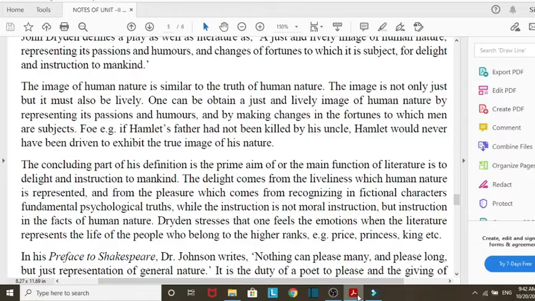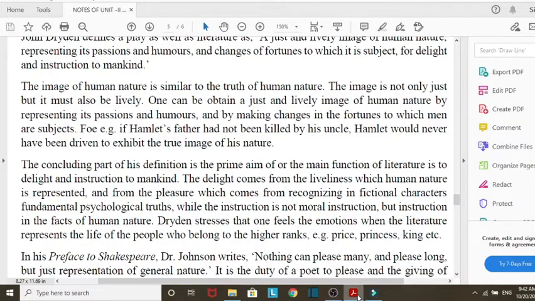But if John is not a milkman but a king, and Leela is not a housemaid but a princess, and they fall in love, and the kinsmen, the father and her brother, oppose their marriage, and they die at the end, then and only then is a true and lively image of human nature produced, and the audience or readers who watch or read it will get delight and instruction. These are the main aesthetic functions of literature according to John Dryden.